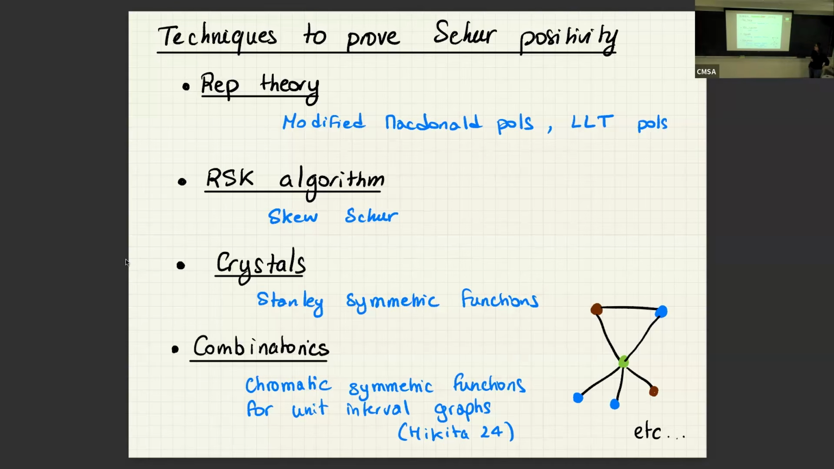And in particular, Morse and Schilling proved it for Stanley symmetric functions, which are the expansion of reduced decompositions of permutations. And finally, there's a bunch of other combinatorial techniques to try to prove this. And very recently, there was a very cool proof about the chromatic symmetric function. You take a graph and you properly color it, and you associate to each proper coloring a monomial. And it was known that for unit interval graphs, this chromatic symmetric function was Schur positive.